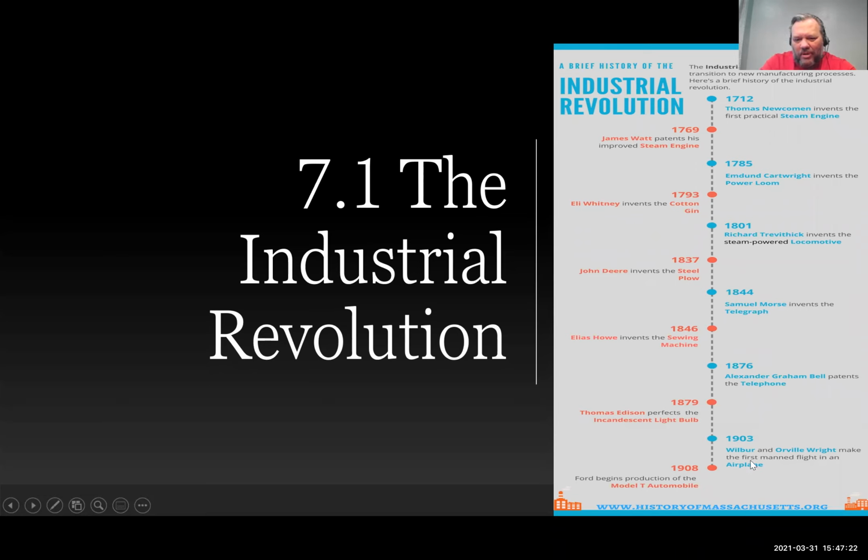Here's the Wright brothers with the first heavier than air machine flight, something like that. But anyway, the first flight. So you can see cotton gin, steel plow, sewing machine. So this is the time period when all these inventions just went crazy, and it was tons of labor saving, tons of productivity, all of this stuff.